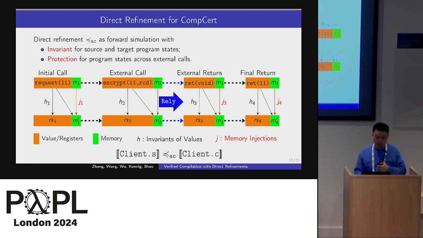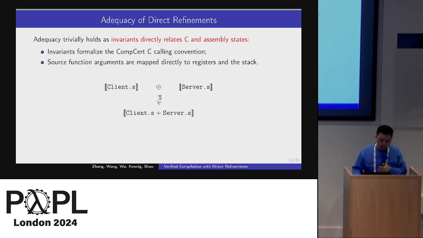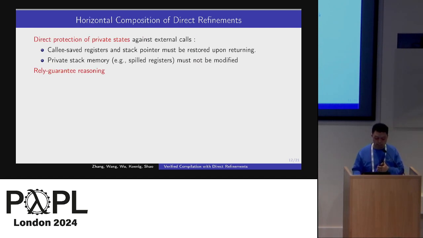The second is protection of the program states across the external calls, which basically means that if you perform external calls, the external call cannot modify the private state of the system, so that when the external call returns, the simulations can resume. And the adequacy is trivially guaranteed in this case because, as we just discussed, it just directly reads the C and the assembly state, so there's no distortion of the semantics. The semantic linking and syntactic linking are just the same.